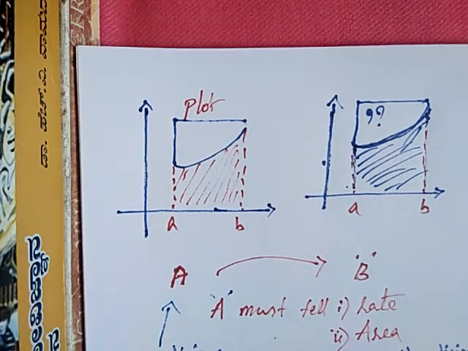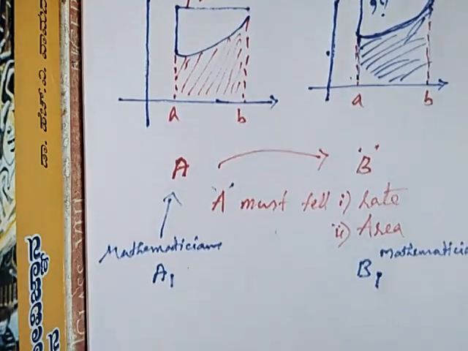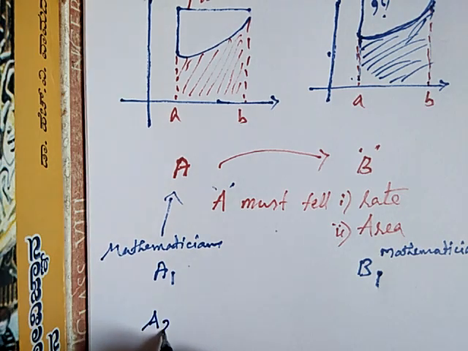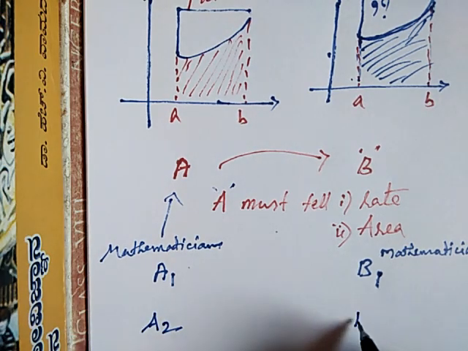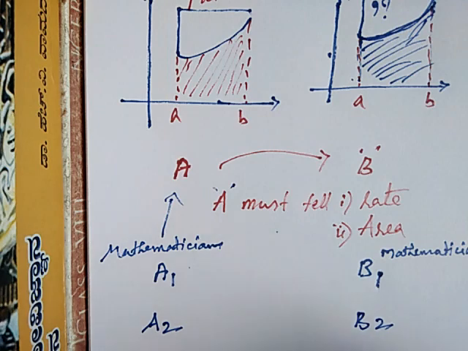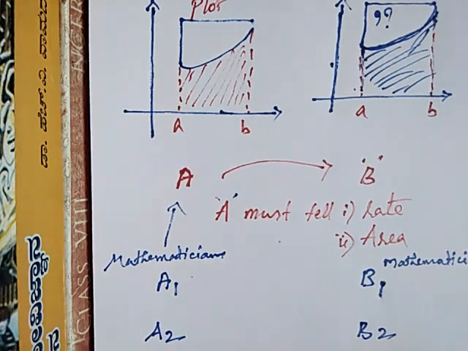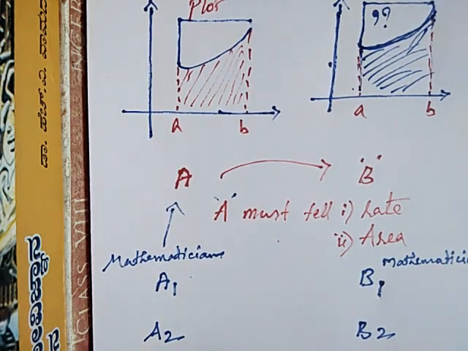So again another mathematician, A2, will come and help him. Similarly B2 mathematician will come and help to calculate the area. So let us see how they will calculate.